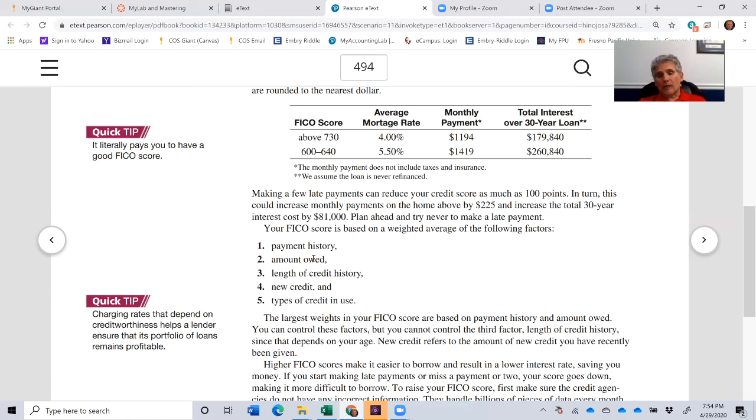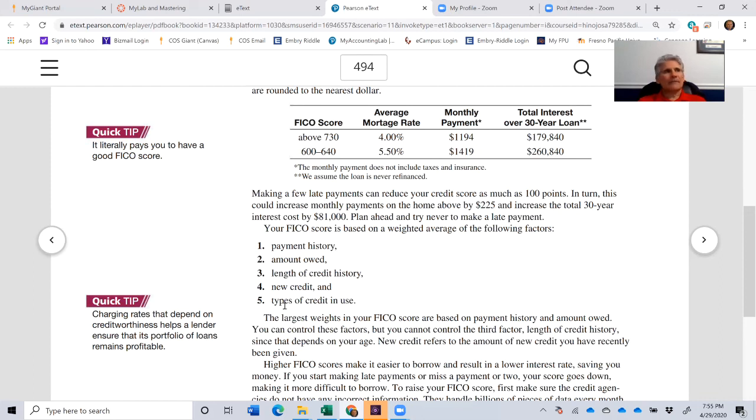The amount owed, how much you actually owe on your outstanding balance. If you owe way too much or not enough, those are both going to have negative impacts. You want to owe a good amount to show that you have credit history and responsibility, but you don't want to owe too much to make it appear as if you're sinking or underwater. Length of credit history, so if you're relatively young, you're not going to have a very good credit score because you don't have the history to show it.